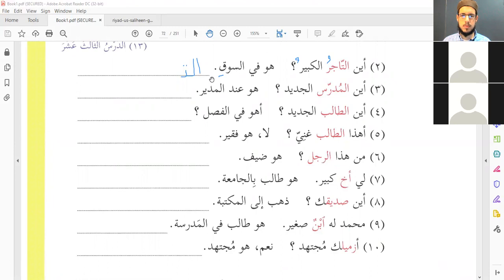I think it said tujar, like. Yep, tujar with a dhamma. Tujar. أين التجار الكبير؟ Oh, good. But we have to change every word that also depends upon that noun.